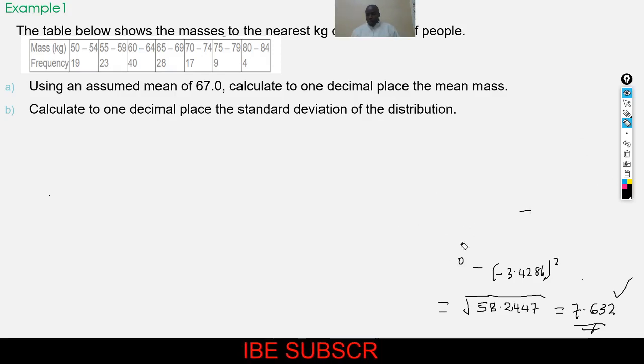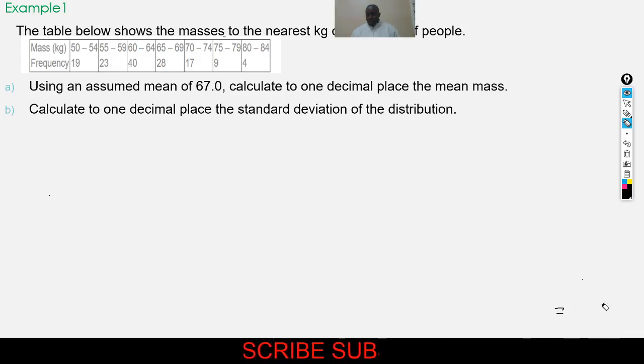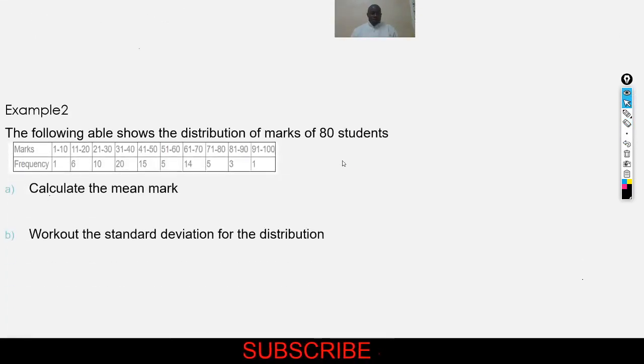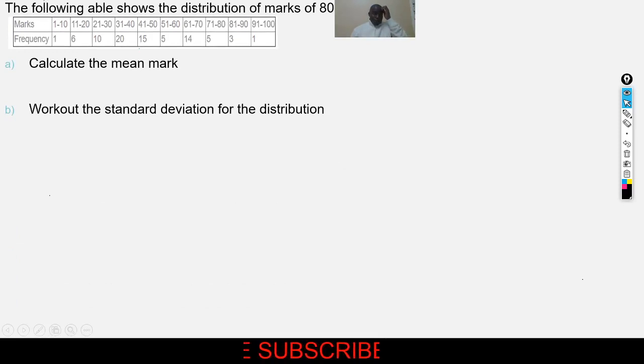So we deal with another example where we are not using assumed mean. That is our next example. Example 2: the following table shows the distribution of marks of 80 students. So 80 students, meaning the frequency must add up to 80. You calculate the mean mark, and then you work out the standard deviation of the distribution.